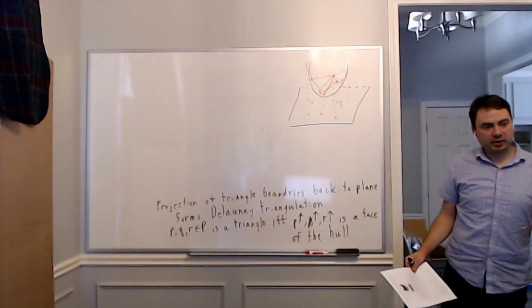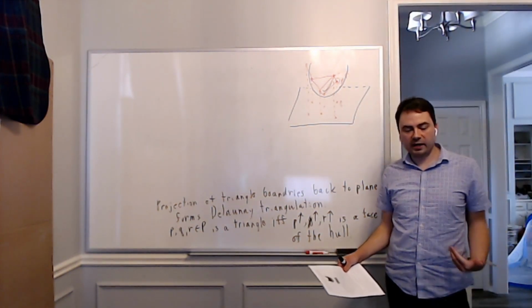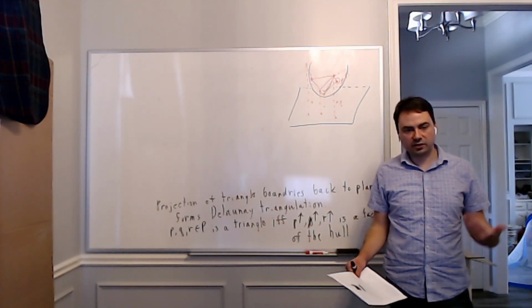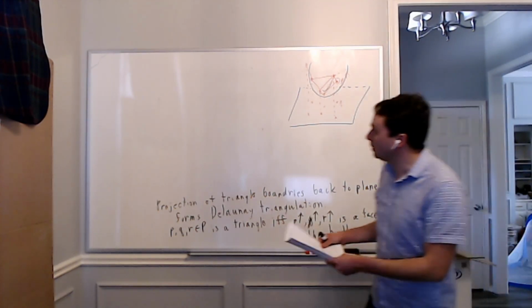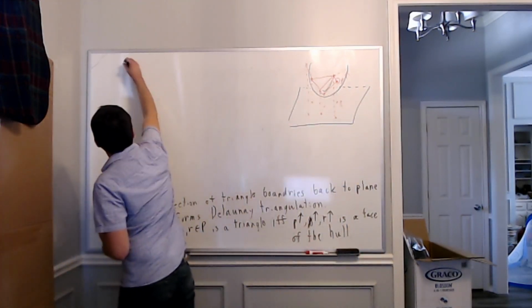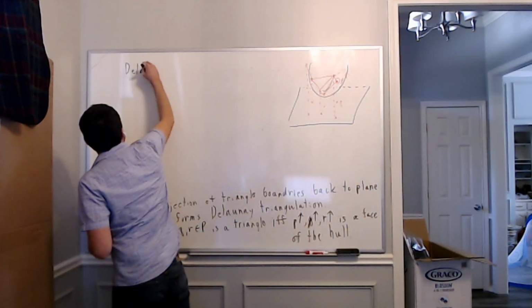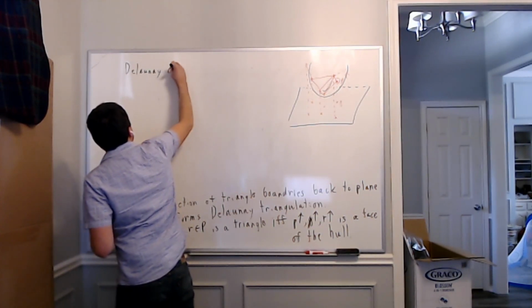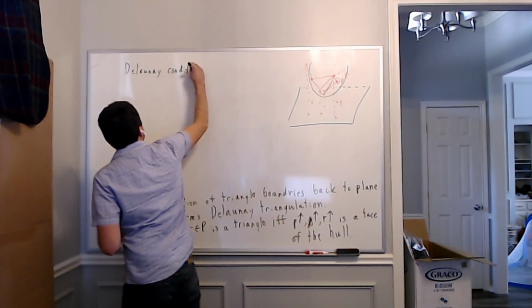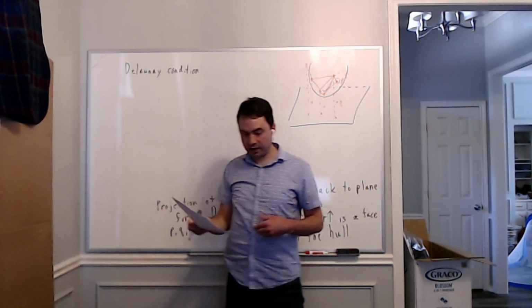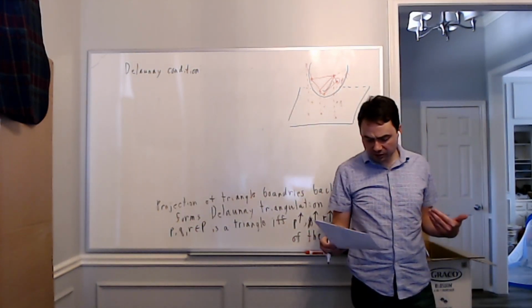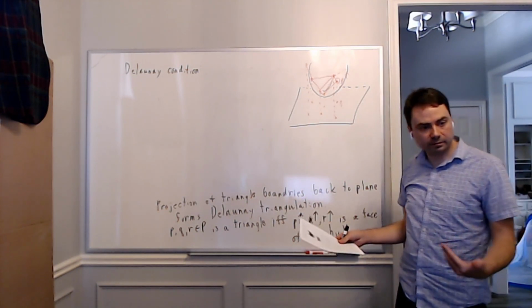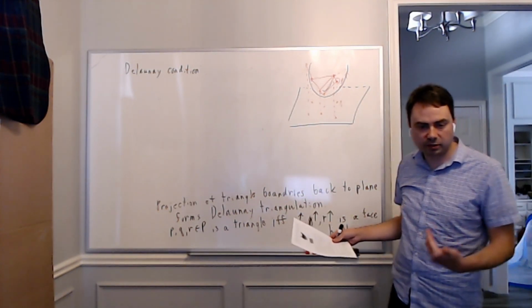To prove this, we need to remember what's true about the triangles of the Delaunay triangulation and also what's true about the triangles of the convex hull. So we have this thing called the Delaunay condition, which stated that PQ and R form a Delaunay triangle if and only if there's no other point in their circumcircle.